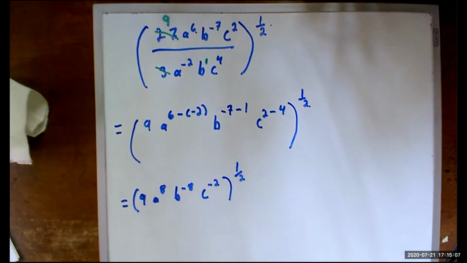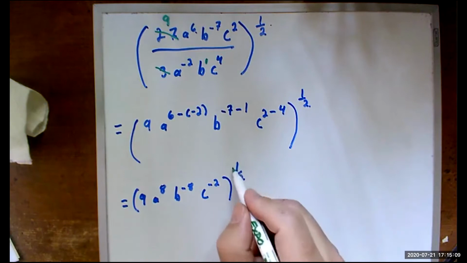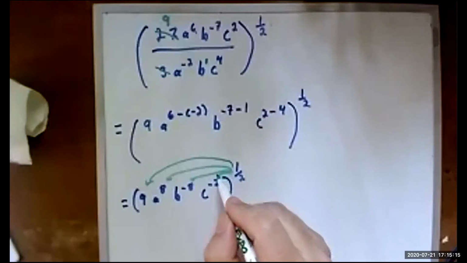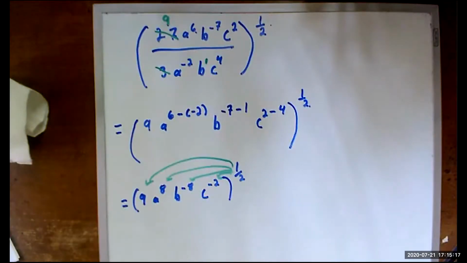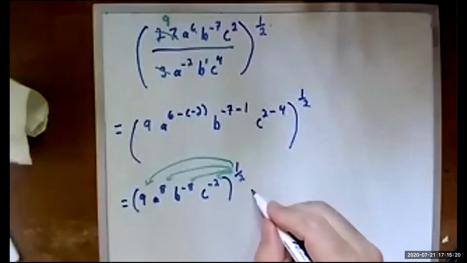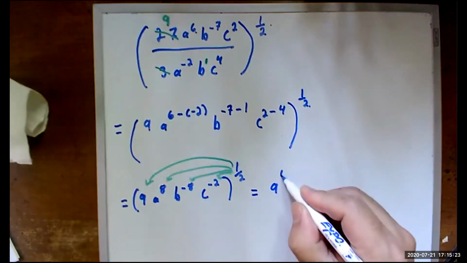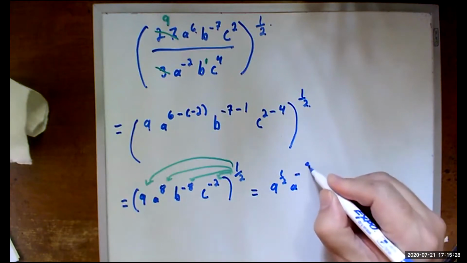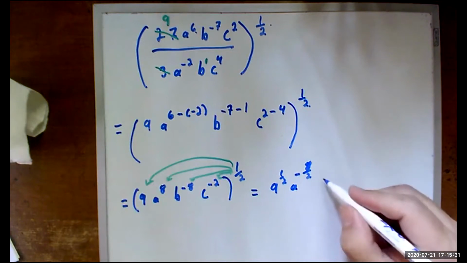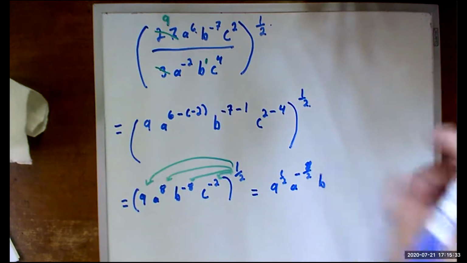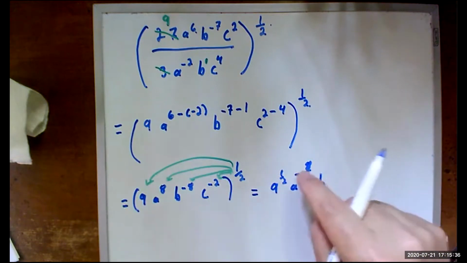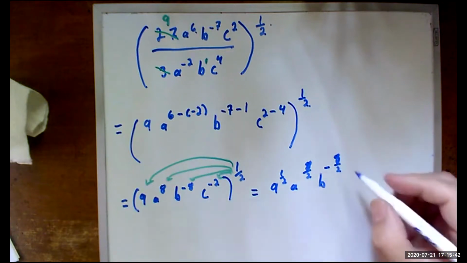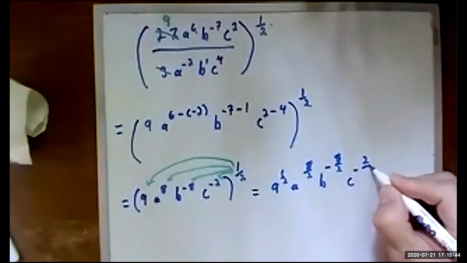Now I'm going to apply this exponent. Remember, it shares with each thing in here. So we have to use that 1/2 4 times in this case. When we do that, I end up with 9 to the power of 1/2. I end up with a to the power of 8 over 2, b to the power of negative 8 over 2, and then c is simply negative 2 over 2.